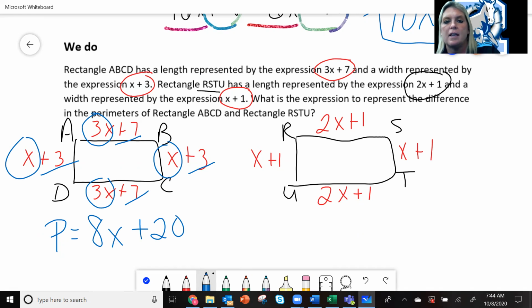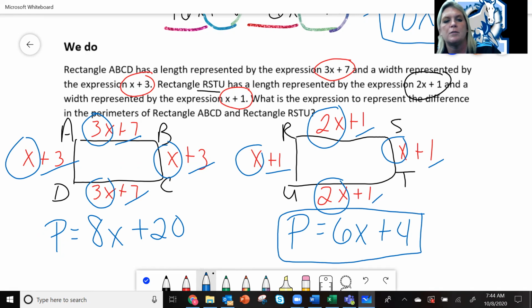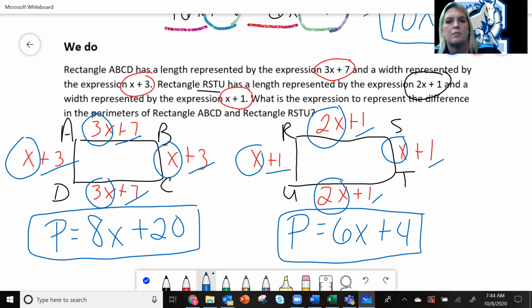Now let's try the second one, which you should have already done. So let's see if you did it correctly. Add up all your x's. 2, 4, 5, 6. 6x and then your units, 1, 2, 3, 4, so I get plus 4. So hopefully you got these perimeters right here.